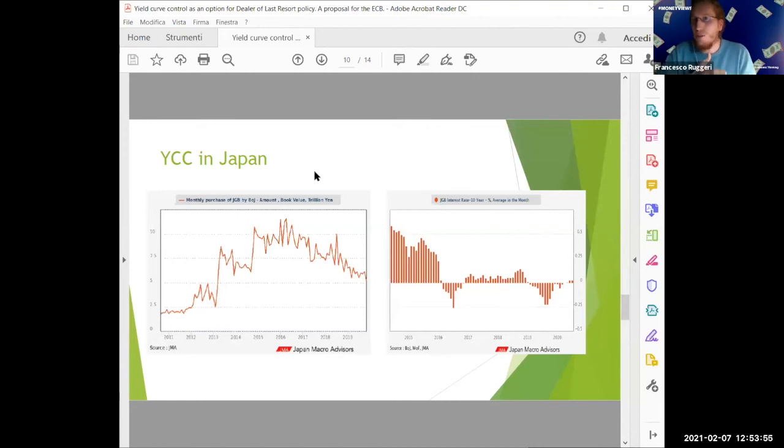I mean, they did a lot of quantitative easing before the start of the yield curve control. So maybe the yield curve control was eased by the fact that they basically increased the number of government bonds they hold before the yield curve control program. But still, basically, the story of the Bank of Japan is a success in targeting the yield.